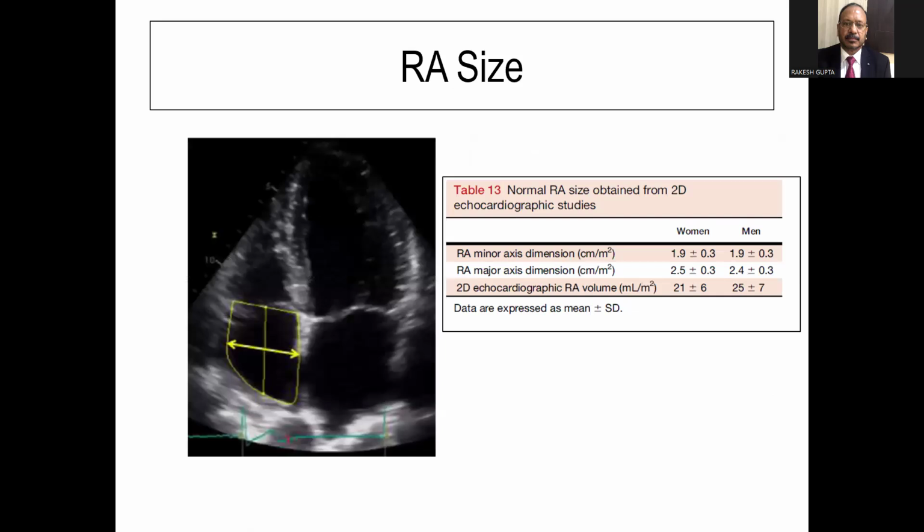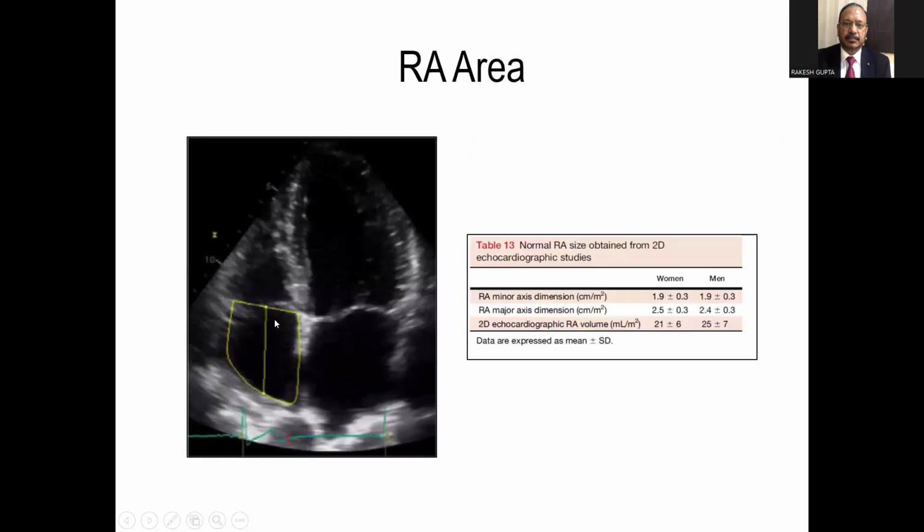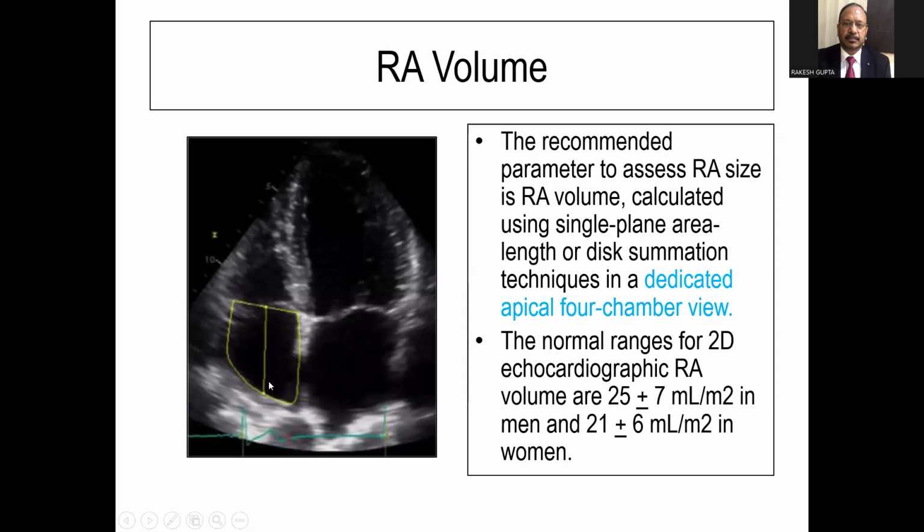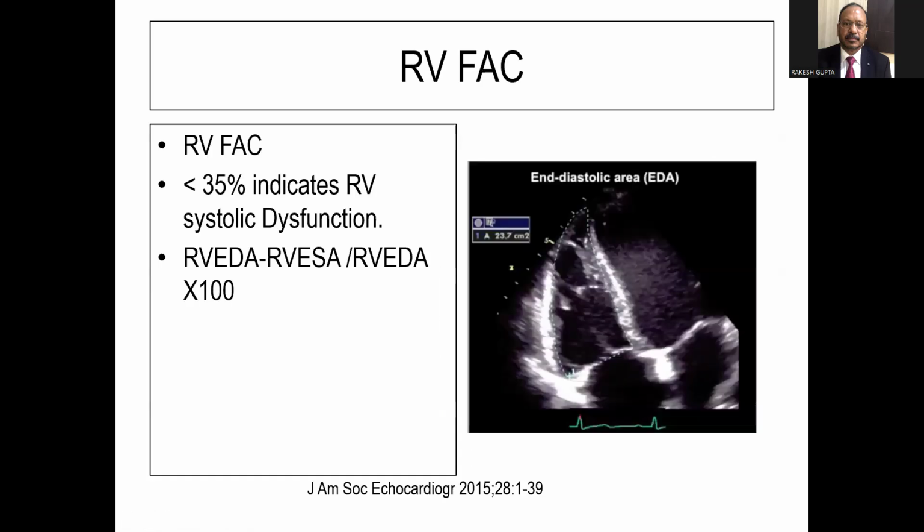RA size, we look at the RA size in long axis and short axis. And if we draw this area, we develop some RA volumes. Area into length will develop the volumes of this. Why are these things important? These things become very important when we are looking at whether the structure is dilated or not. And whenever the structures are dilated, take my words, that really makes a lot of difference for finding out what is the reason for this dilatation.